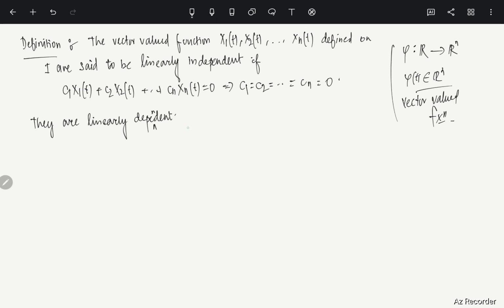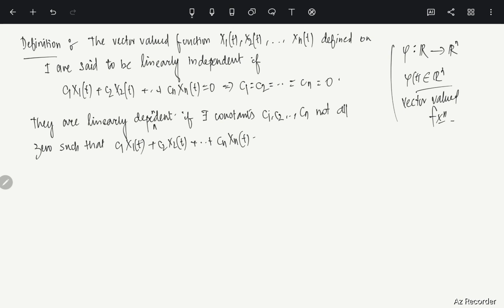Dependent. Okay, if there exist constants ci's. So basically let's say c1, c2, ..., cn, not all zero, so at least one non-zero, such that c1 times x1 of t plus c2 times x2 of t plus ... plus cn times xn of t should be 0. Clear? So very simple. Now let's look at some examples and then we'll proceed.